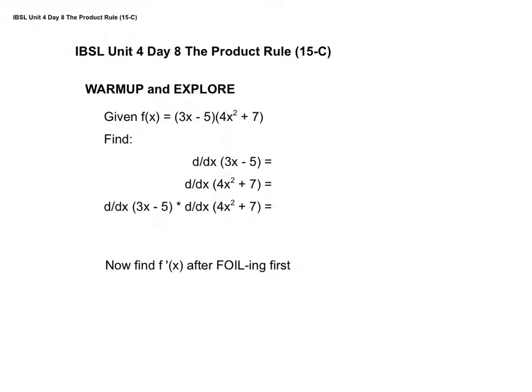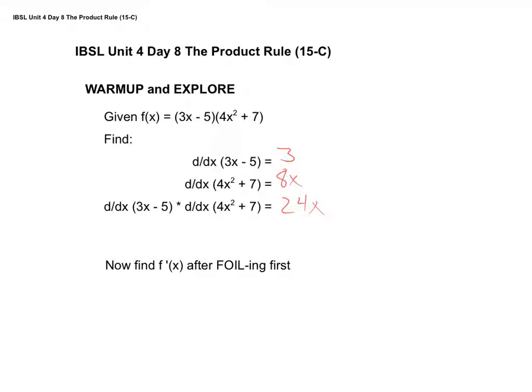So let's take a look at this function: f(x) = (3x - 5)(4x² + 7). One initial strategy students try is to take the derivative of 3x - 5 and the derivative of 4x² + 7. What are those? 3 and 8x. Then, to find the derivative of f of x, they try just multiplying those together. Okay, so we would get 24x.